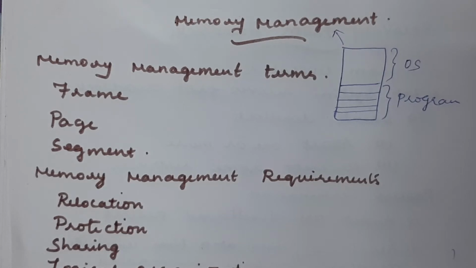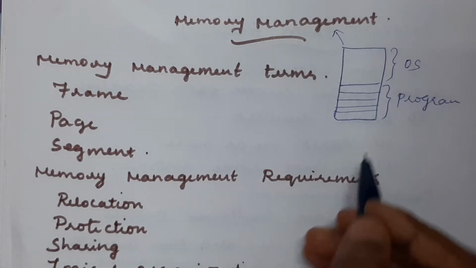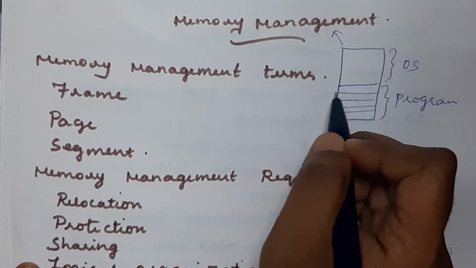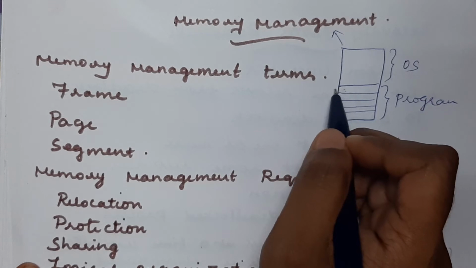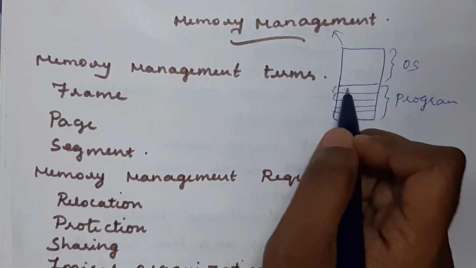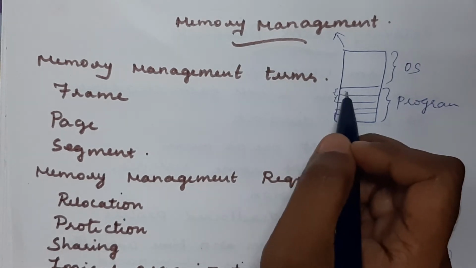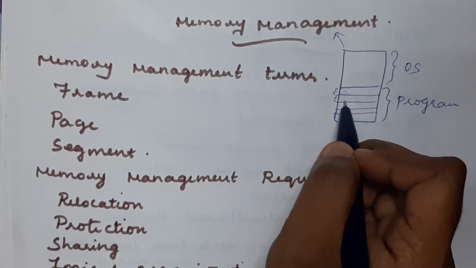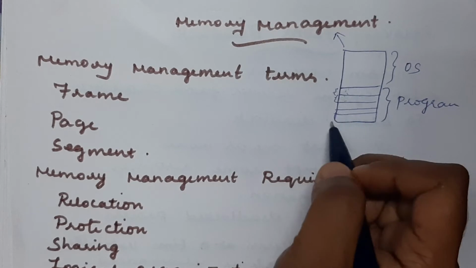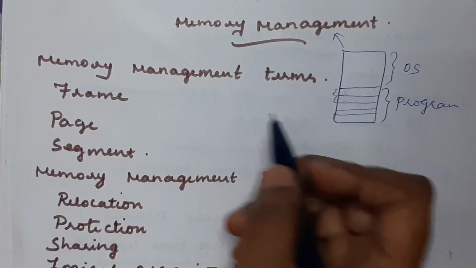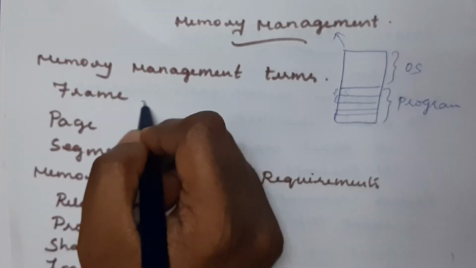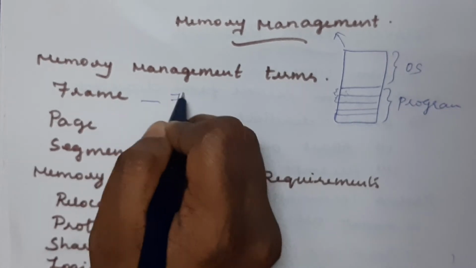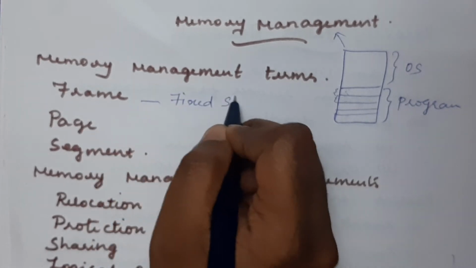Frame is nothing but a fixed length block of main memory. If each block has a fixed size, say for example it holds up to 10 bytes of program, then the size of the block is fixed for all the blocks in the main memory. That is what a frame: fixed size blocks, which is nothing but a frame.